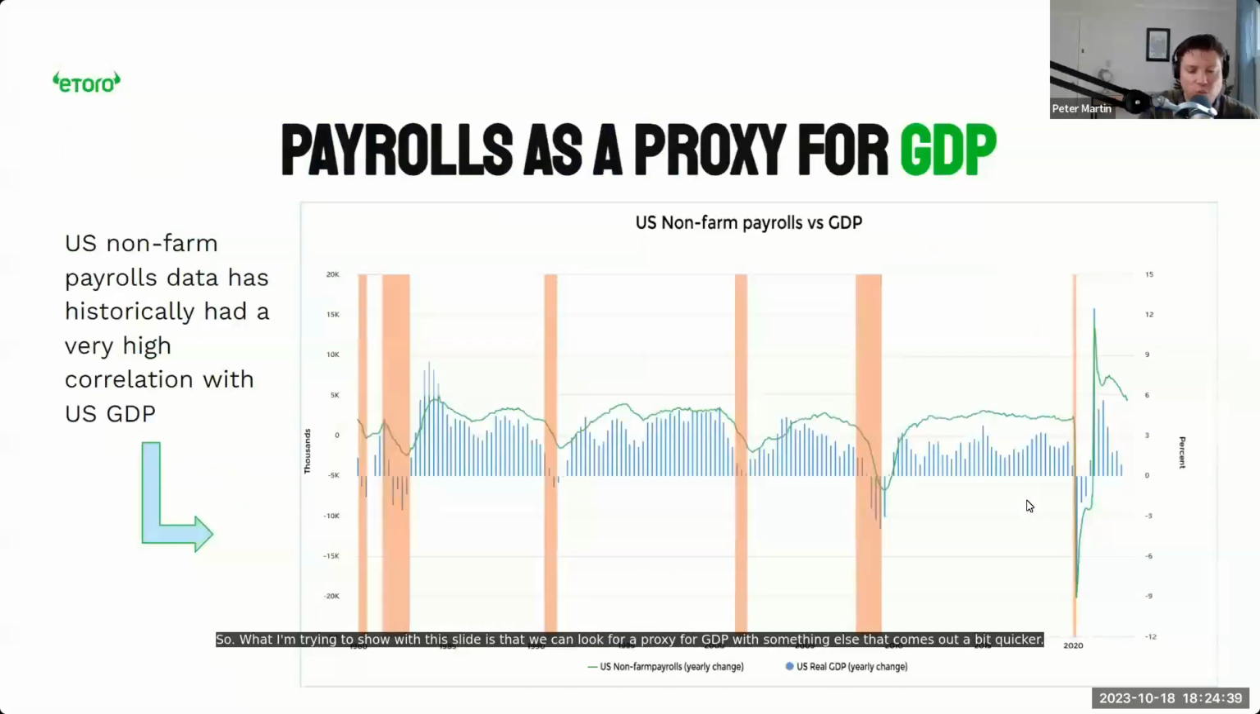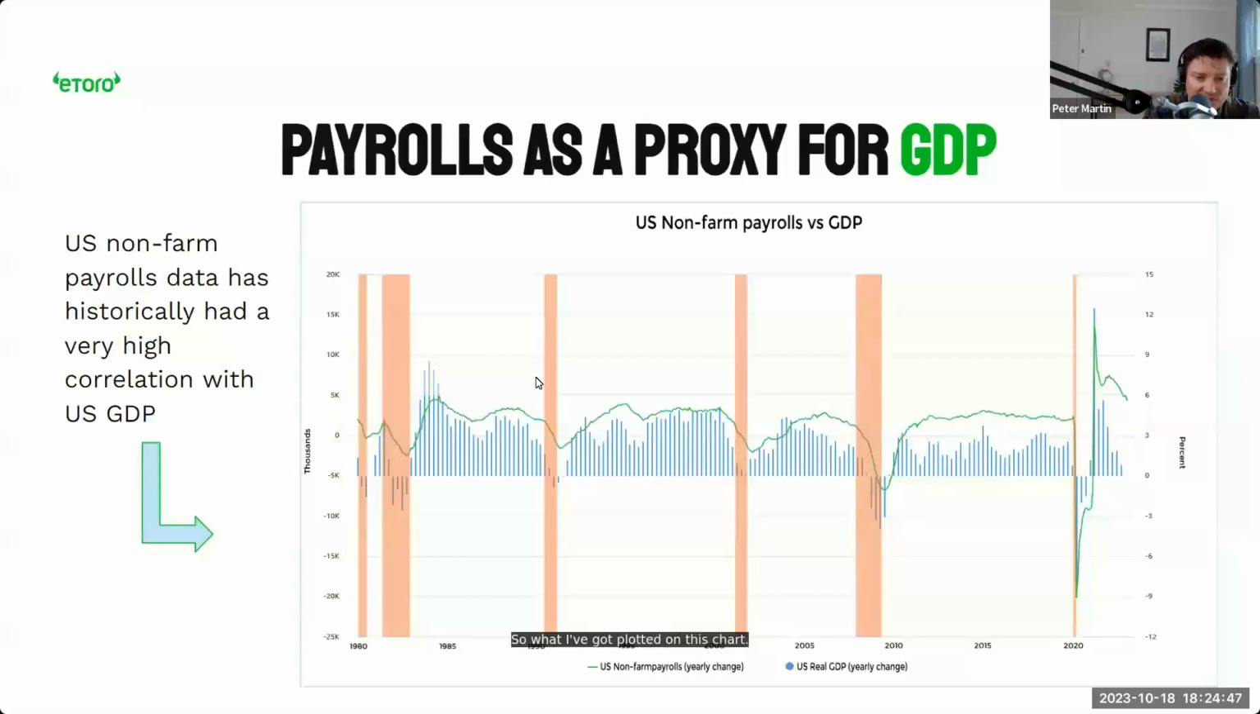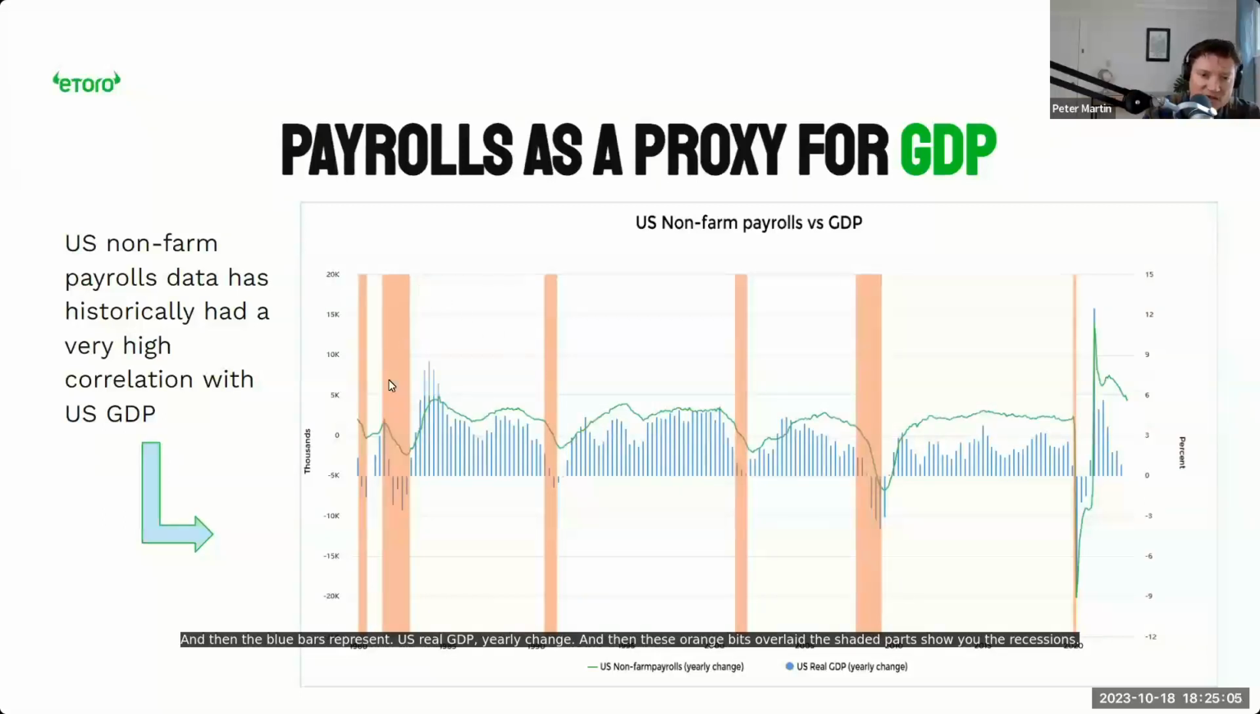So what I'm trying to show with this slide is that we can look for a proxy for GDP with something else that comes out a bit quicker. What I've got plotted on this chart is yearly changes in non-farm payrolls, plotted with this green line here. And then the blue bars represent US real GDP, yearly change. And then these orange bits overlaid, the shaded parts, show you the recessions.